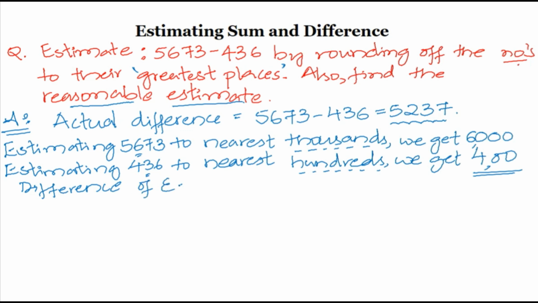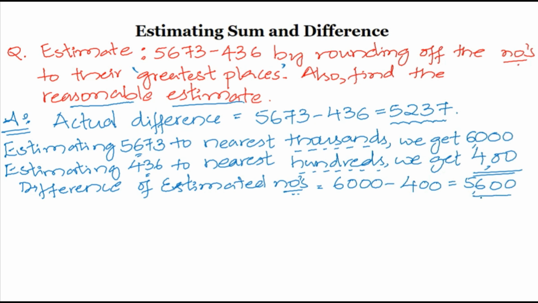Difference of estimated numbers will be 6000 minus 400, which will be 5600. Look at the actual difference. Actual difference is 5237, and the estimated difference now is 5600. Can you observe? Are they closer to each other?